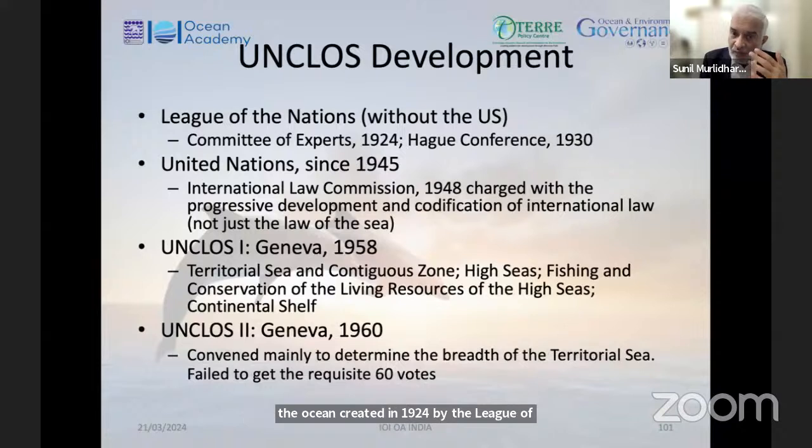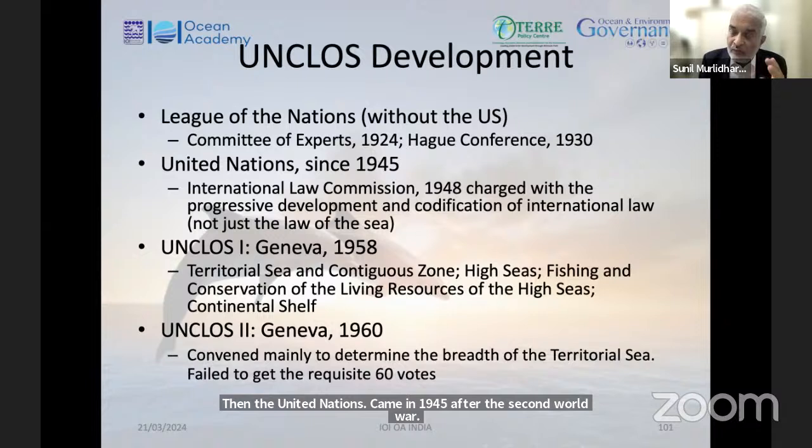And there actually a conference was held in The Hague, the capital of the Netherlands, in 1930 to discuss the affairs of the ocean. So this was a preliminary conference. Then the United Nations came in 1945 after the Second World War.